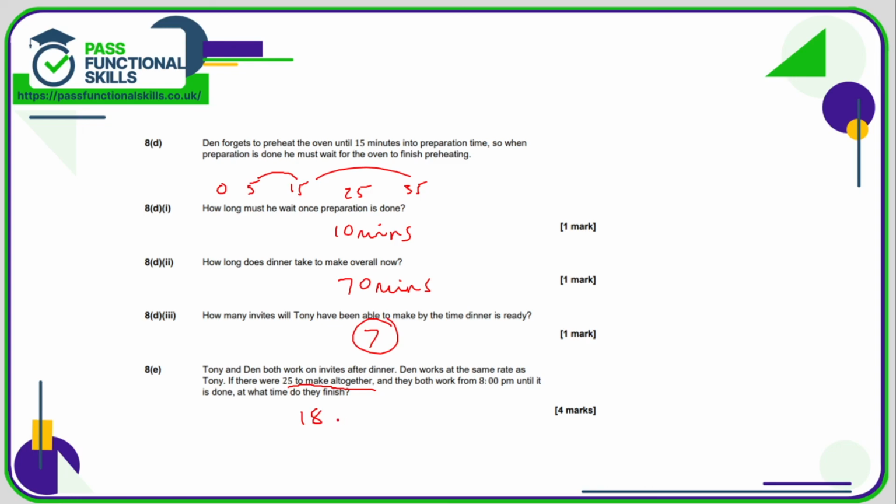18 in total, which means that they've got 9 each to do. And if it takes them 10 minutes per invite, then that is going to take them 90 minutes, which is 1 hour and 30 minutes. And if we add that on to 8 o'clock, that is 9:30 when they finish.